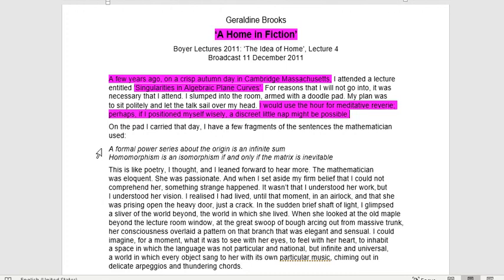Homomorphism is an isomorphism if and only if the matrix is invertible. Okay, well, I have no idea what that means, but she's giving us an exemplum here. So an exemplum is just an example, and it's linked to her opening anecdote. It gives her audience a first-hand account of her bewilderment, the fact that she doesn't really know what it means, but she can understand that the words themselves are kind of like poetry. They mean something.